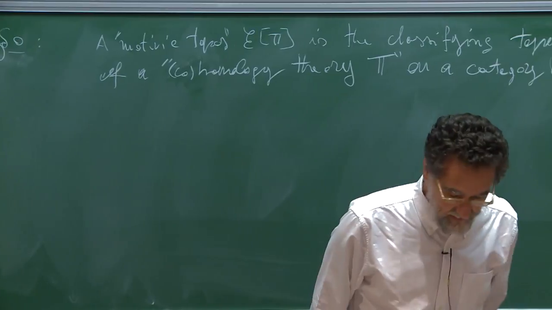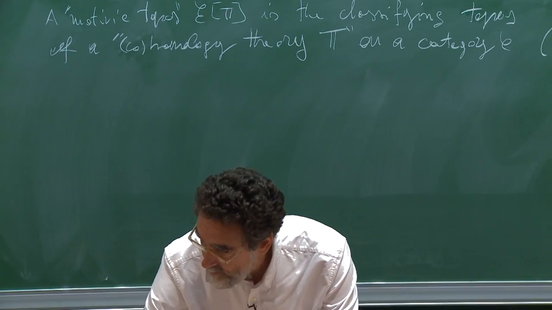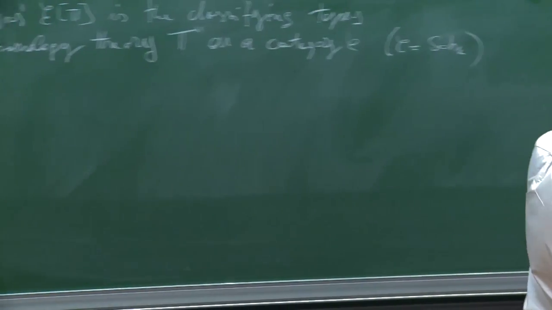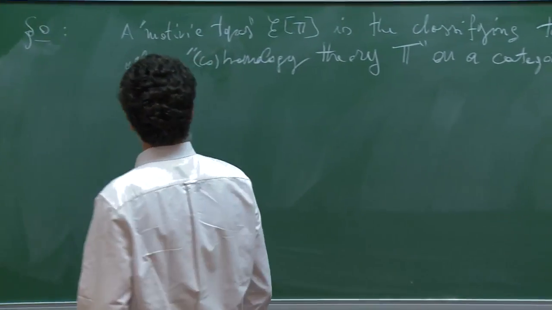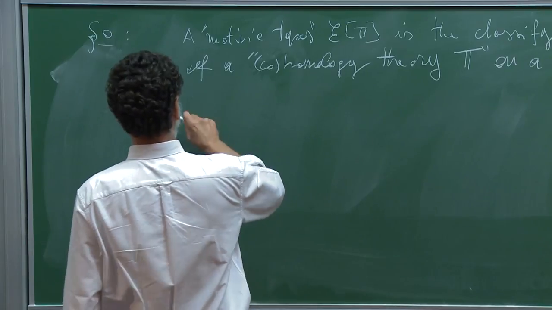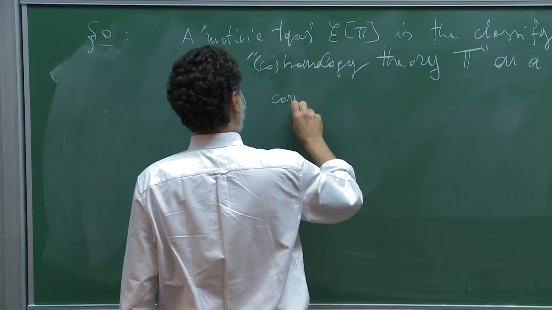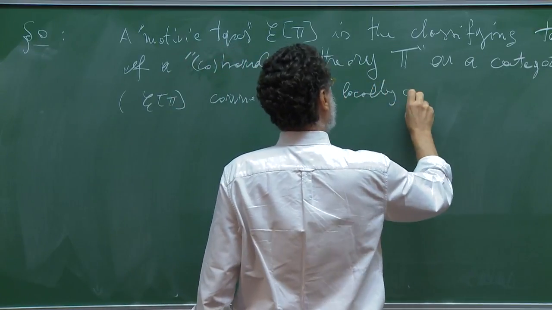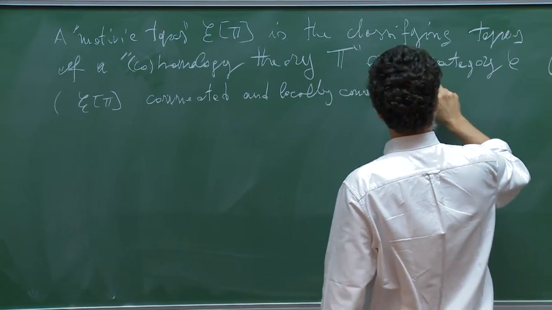Cohomology theories in logic are not, that I know, developed. I don't know any logical axiomatization of cohomology theory. In fact, this is one of the starting points of this point of view. So you might add other conditions, of course. If you like, you can add that you want this to be connected, and locally connected, and also pointed with a point.